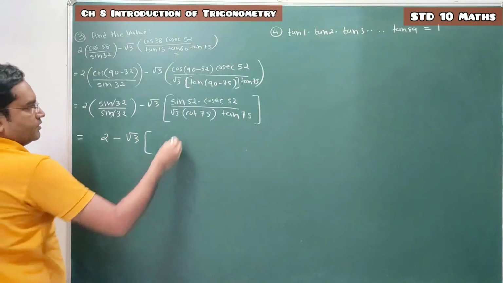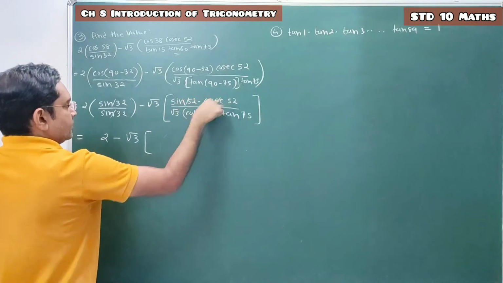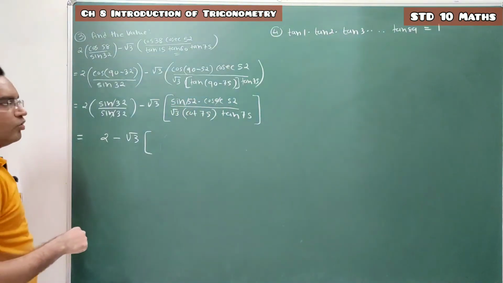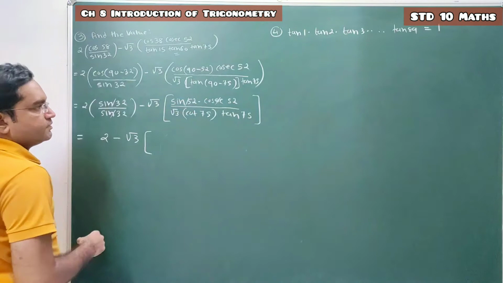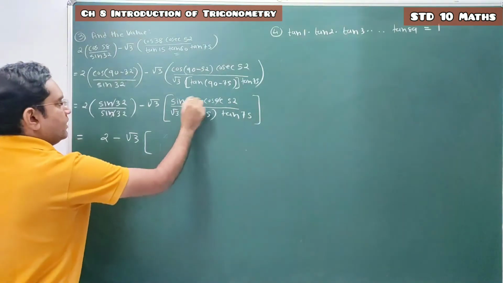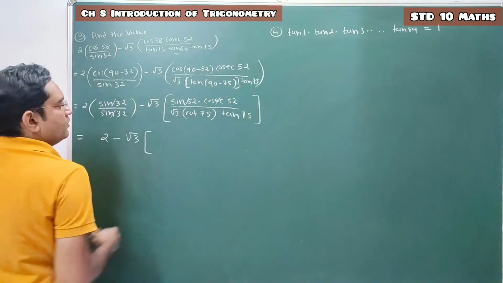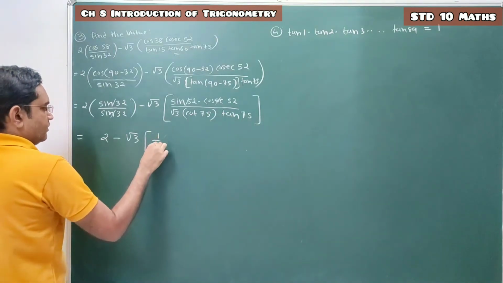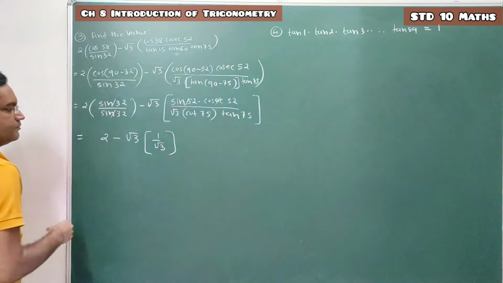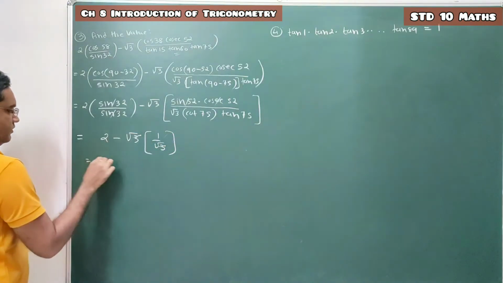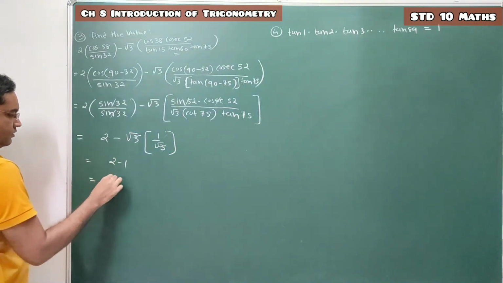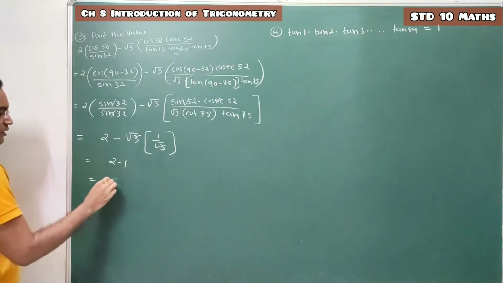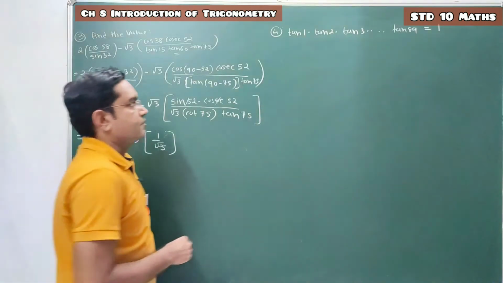Now here sin and cosec are reciprocal of each other, so their multiplication is 1. Tan and cot are reciprocal of each other, so their multiplication is 1. So the remaining term is 1 upon root 3. Again root 3 cancels, so it's 2 minus 1. So our answer is 2 minus 1, which is 1. Done.